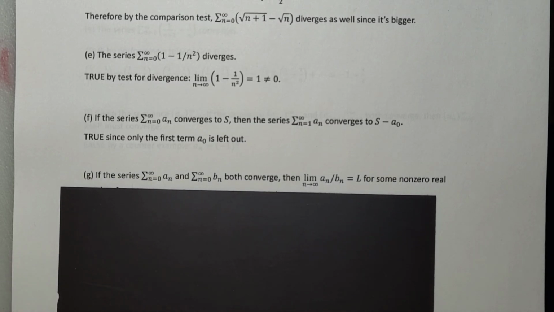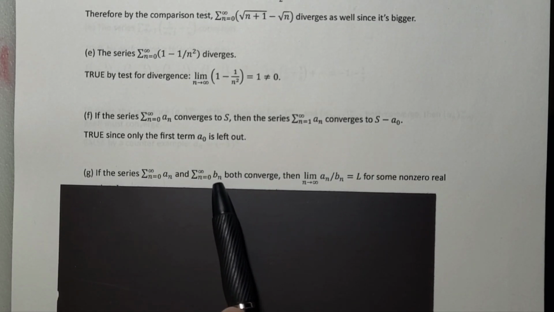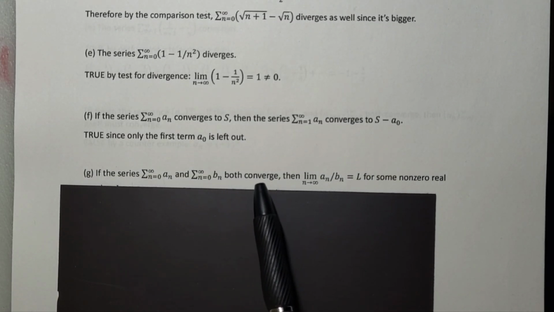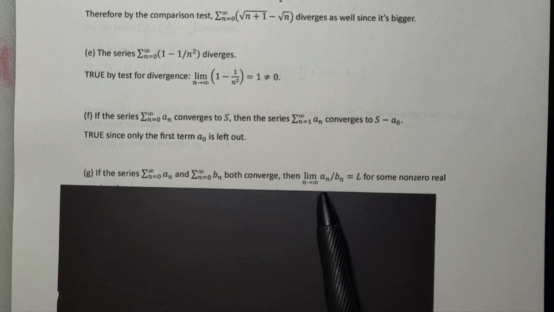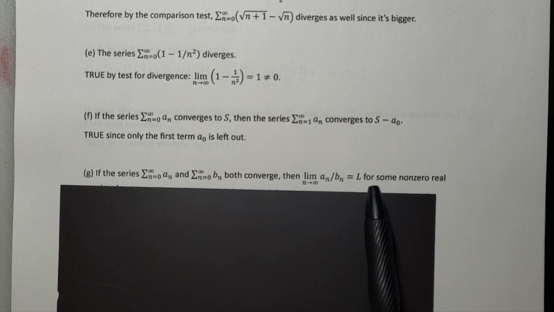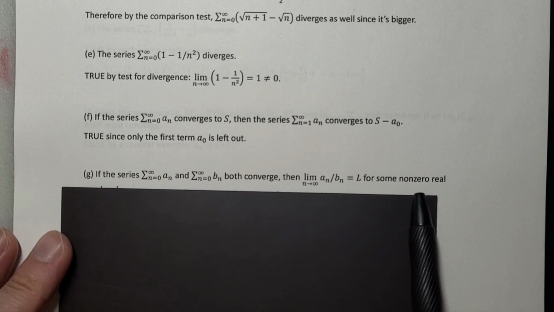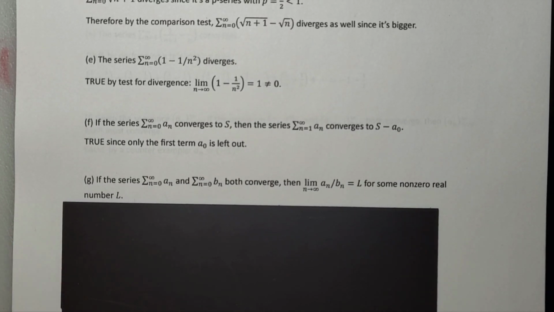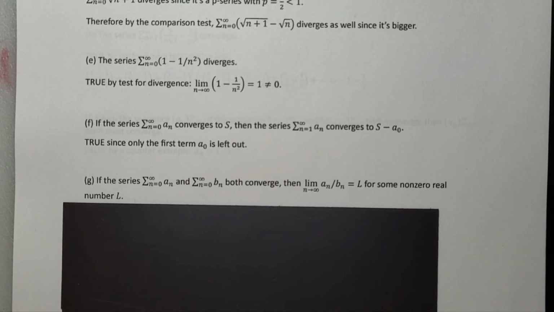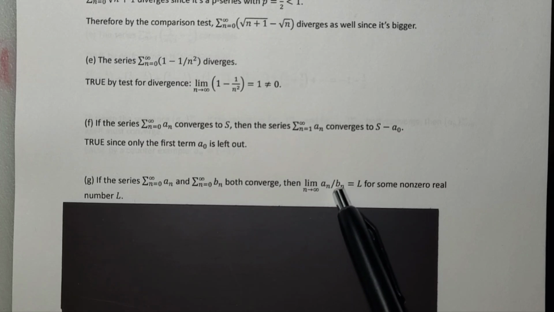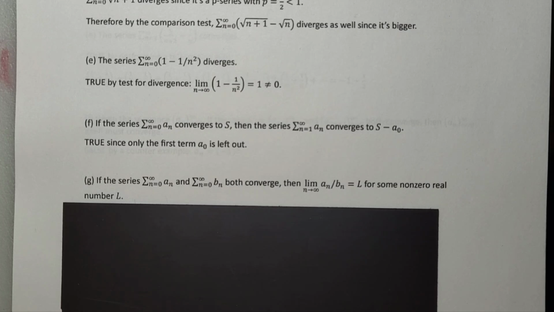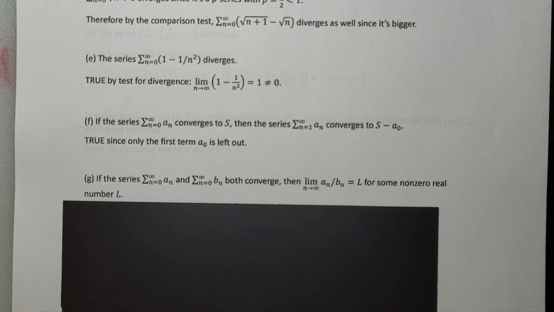Next. If the series a sub n and the series b sub n both converge, then the limit as n goes to infinity of a sub n over b sub n equals L for some non-zero real number L. Is this true or false? This looks familiar to me. It looks like the limit comparison test, something to do with that. But you have to be careful, this is where the small details matter. What does the limit comparison test say?